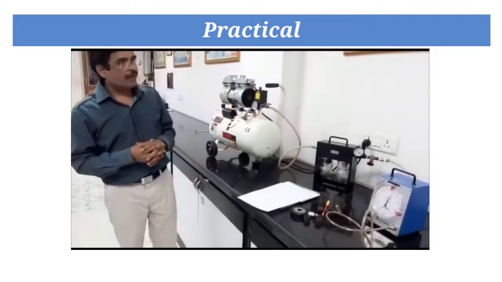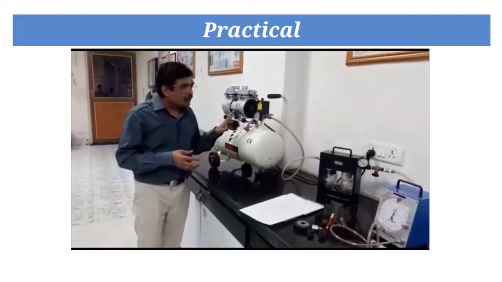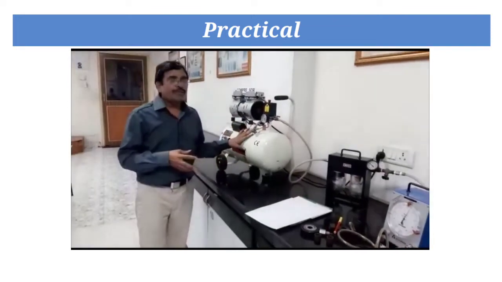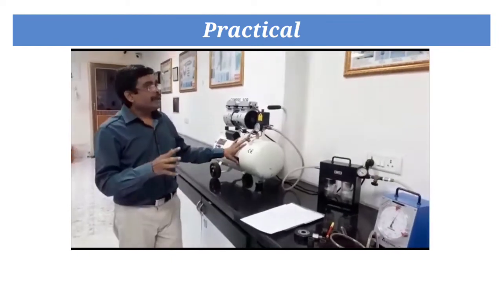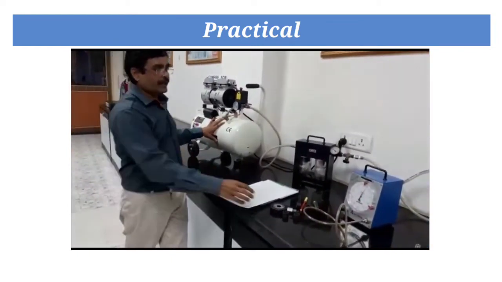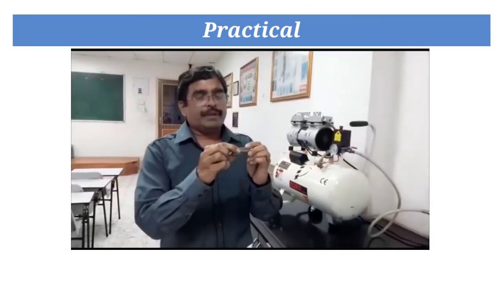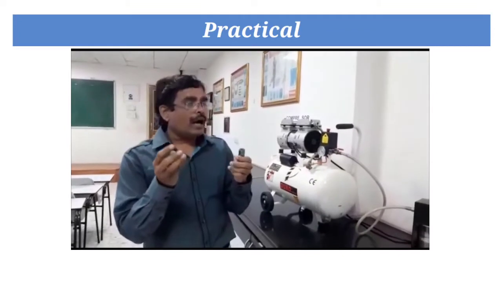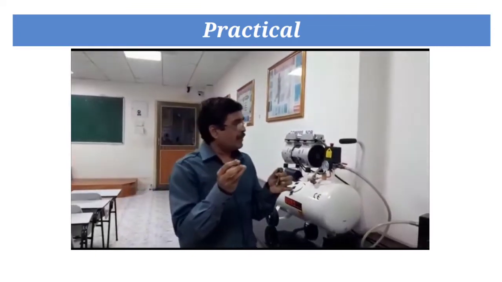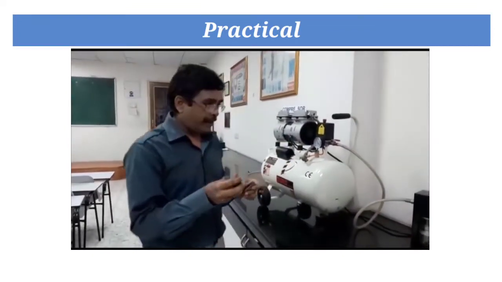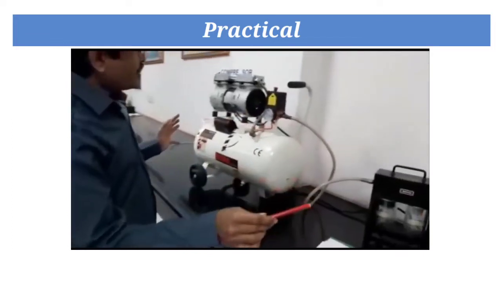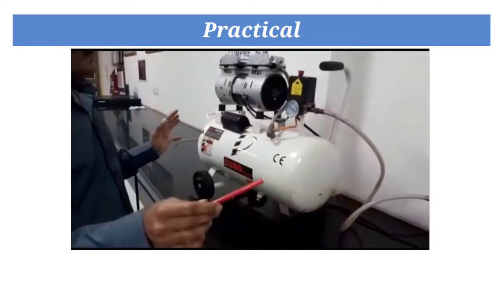Today we are going to perform the practical on the pneumatic comparator, which is used to measure the internal diameter of a component as well as the external diameter. Internal and external both are possible to measure by using this pneumatic comparator. See the different parts of this pneumatic comparator.